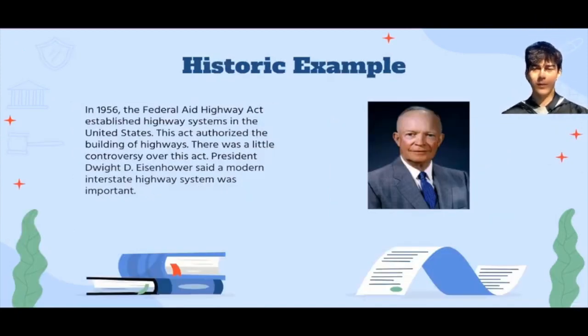One historic example about building roads is in 1956, the Federal Aid Highway Act established highway systems in the United States. This act authorized the building of the highways. There was a little controversy over this act. President Dwight D. Eisenhower said a modern interstate highway system was important.